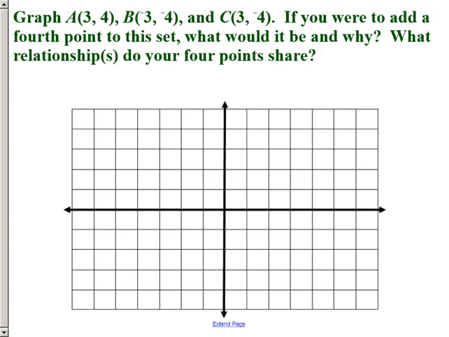So first up, take a moment and graph these 3 points: A at (3, 4), B at (-3, -4), and C at (3, -4). Then I want you to think about if you were going to add in a fourth point, where would you put it and why, and what relationships do your points share? So take a moment, graph those 3 points, pause while you do it, and then think about where you would put a fourth point. And once you've had some thought about that, then go ahead and hit play.